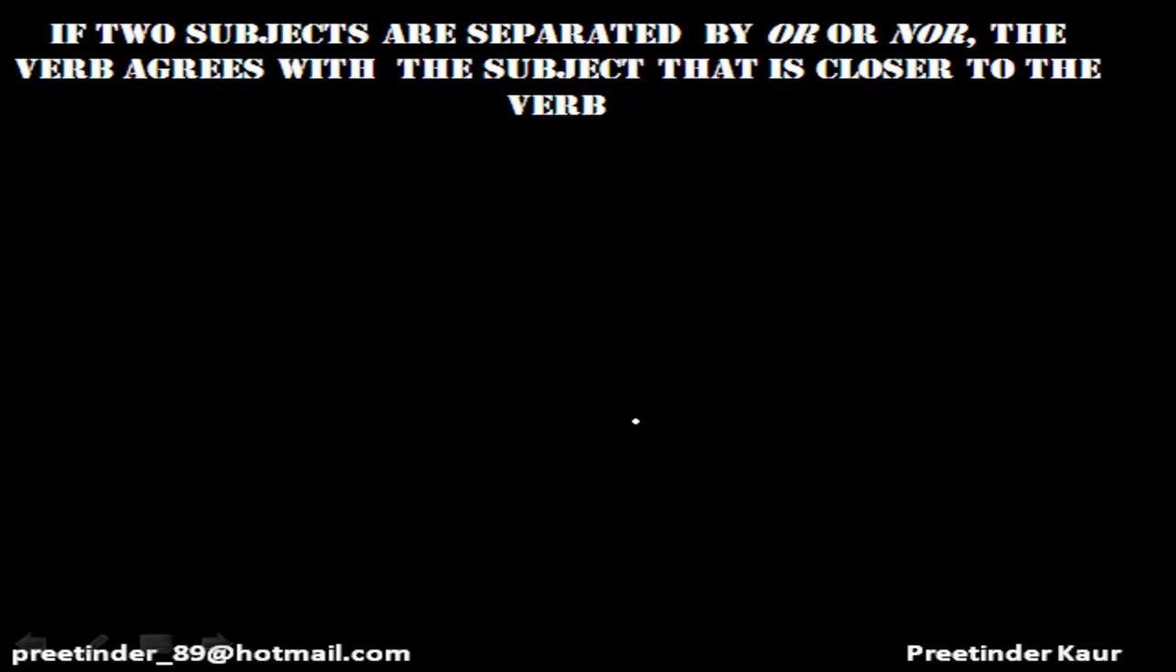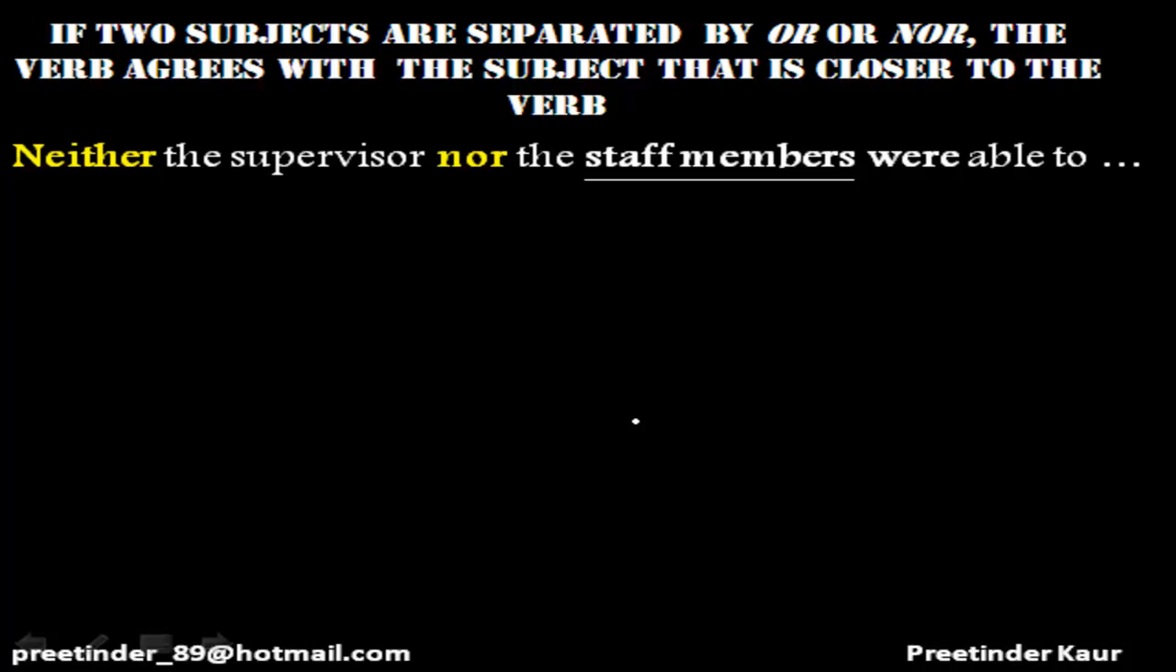This is the case when the 2 subjects are different. One is singular, one is plural, so you may get confused, and that is why this point comes up. Neither the supervisor nor the staff members were able to. Now why are we using the verb were over here? Because we are considering this subject. There are 2 subjects, one is supervisor and one is staff members. Now staff members is the subject that is closer to the verb, so that is why the verb will agree with staff members.